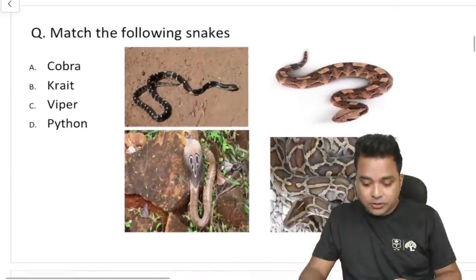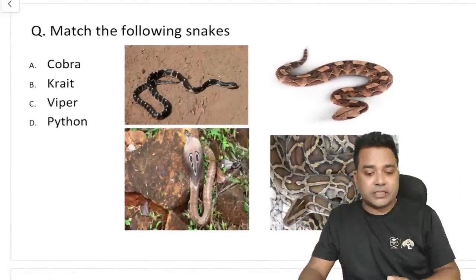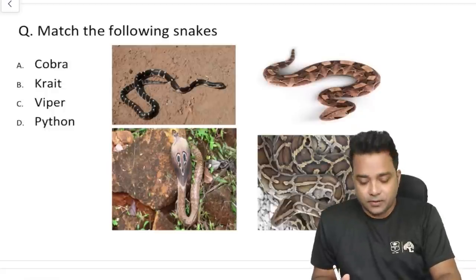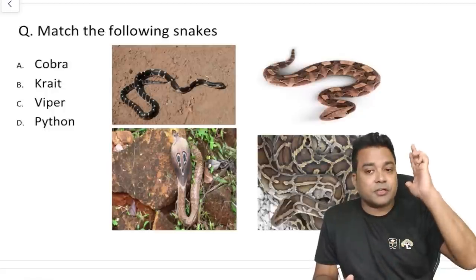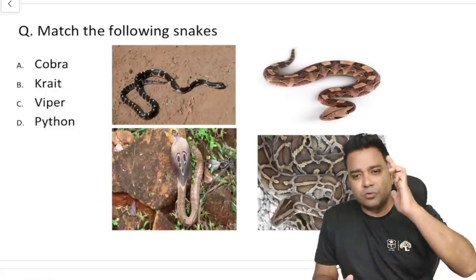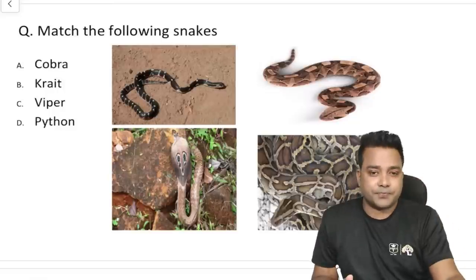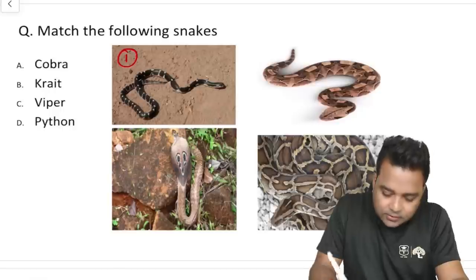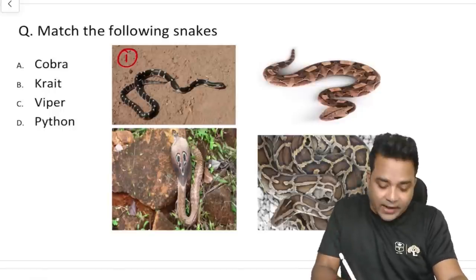Now answer this question. This is another hot favorite area, snake poisoning, because these cases do come to casualty in India. So this was asked 3 years back, I think in June or November 2020. So match the following snakes. Number one goes with, this number one goes with krait.